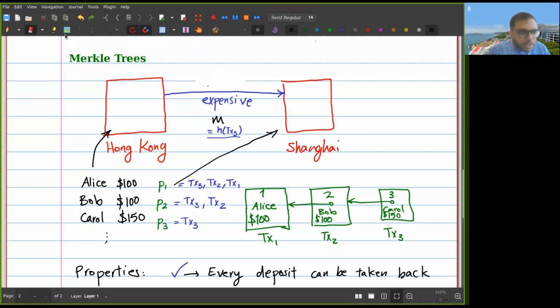Oh, this eraser is weird. And let me see. Okay, maybe I erase it like this.